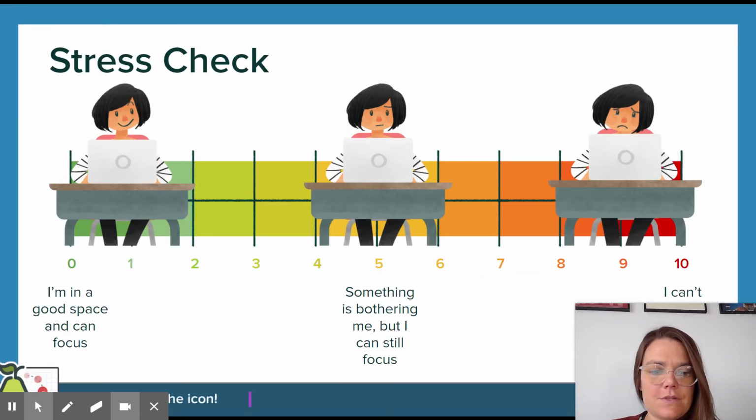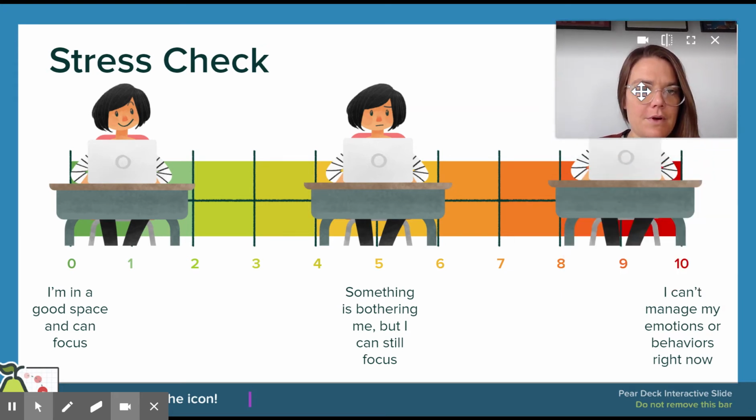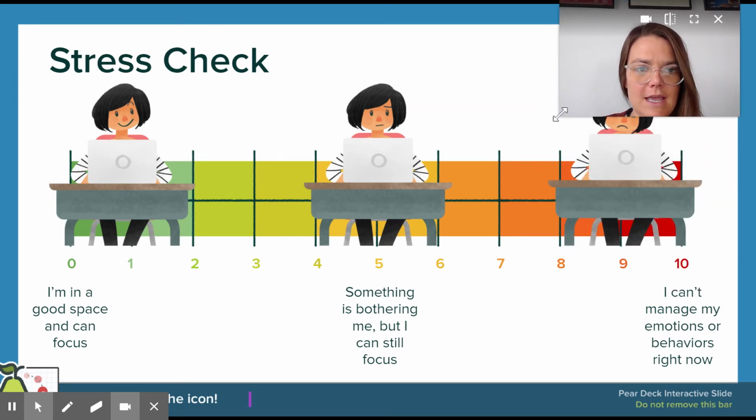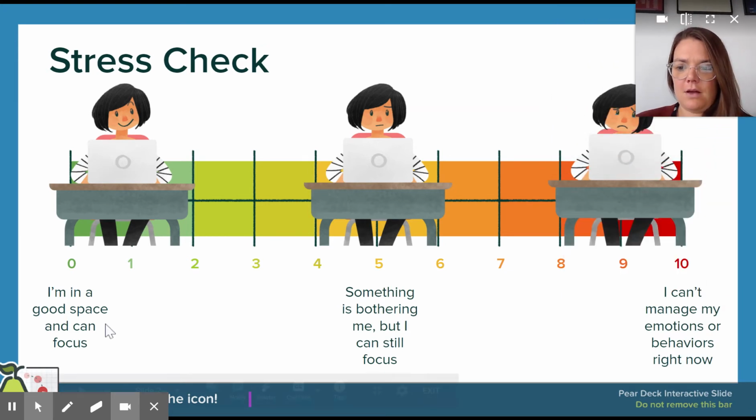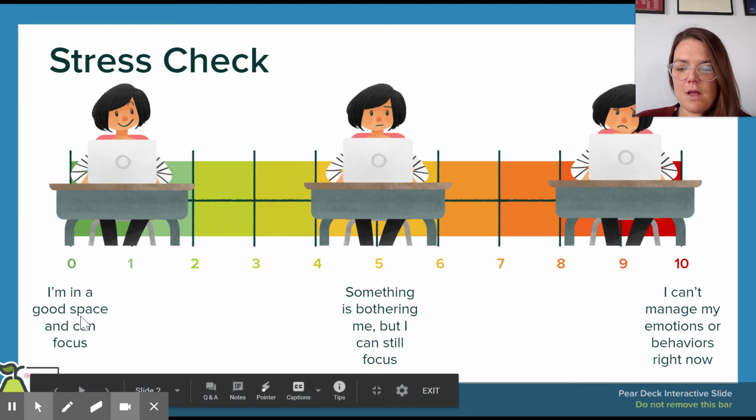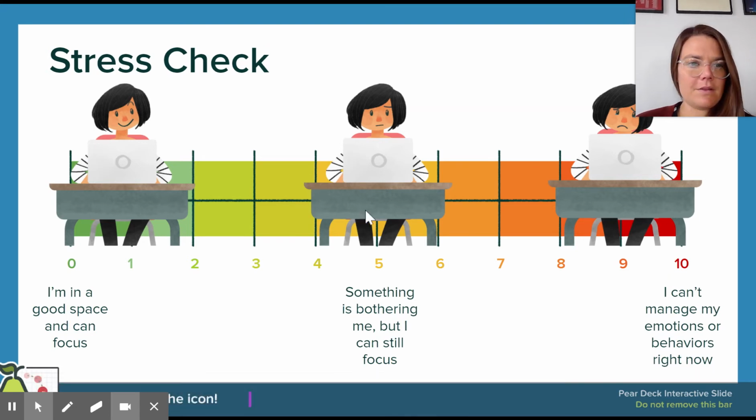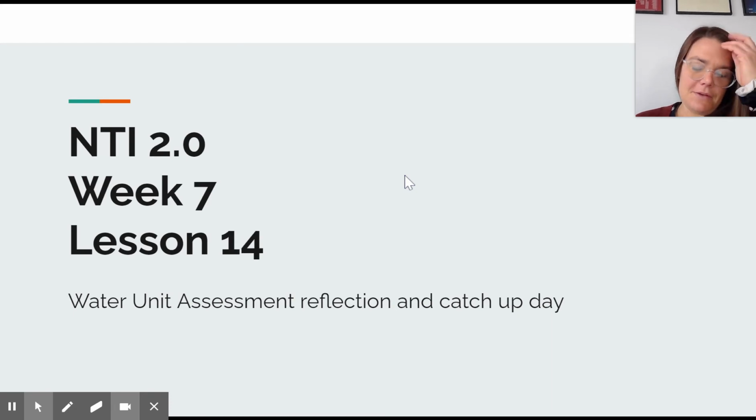All right, let's do a quick stress check. We haven't done one of these in a minute. How are you feeling on this scale today? Are you over here in a good space, a zero, or are you all the way down here with you can't manage your emotions or behavior at a 10? Where are you at on this scale? All right. Thank you, guys.